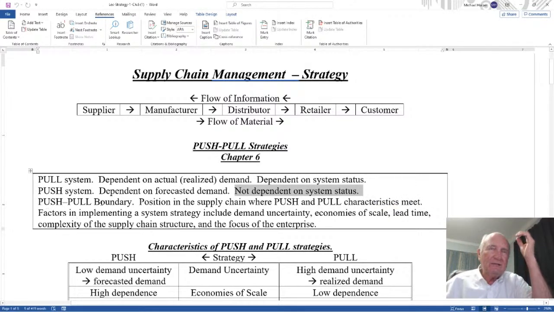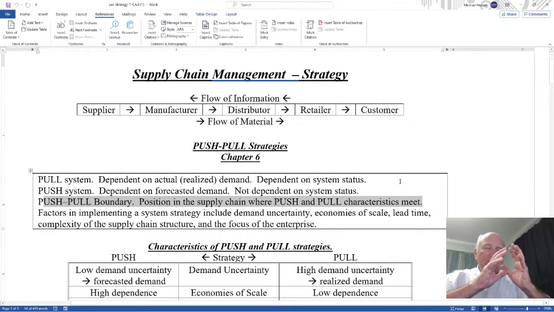Now, it doesn't mean an entire supply chain has either one of these. It could, but a push-pull boundary is the position in the supply chain where push and pull characteristics meet. And so you can have a push system upstream, a pull downstream, or vice versa. You can have a totally pull system, a totally push system, but usually you'll have push and pull at different places in the supply chain, and there's where you get your strategy.